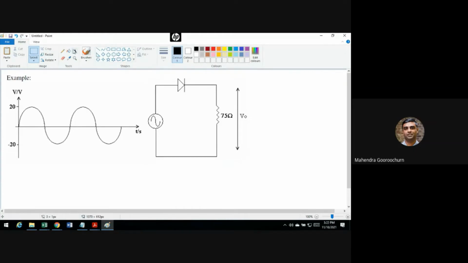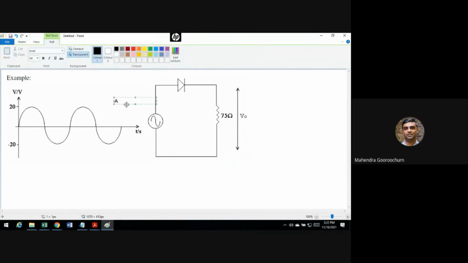Now, let me just start putting some annotations there. Let's put this node here A, and this node here is B. If you look at the sinusoidal waveform, as you know, you'll have positive cycles and negative cycles. Just putting two of them, but it repeats.